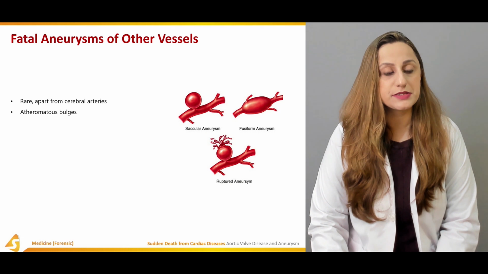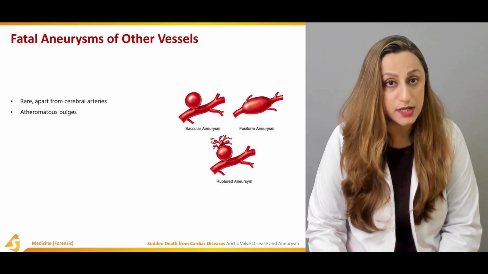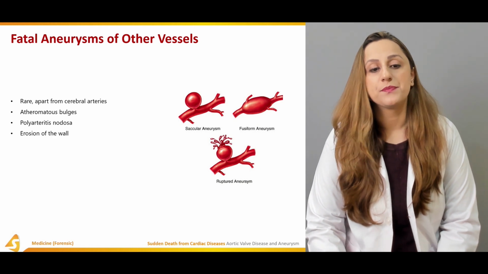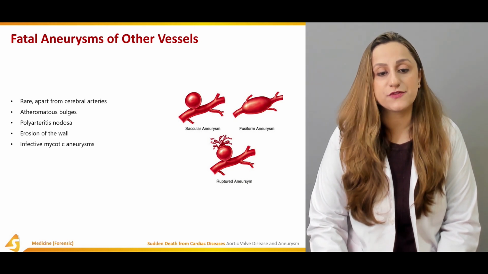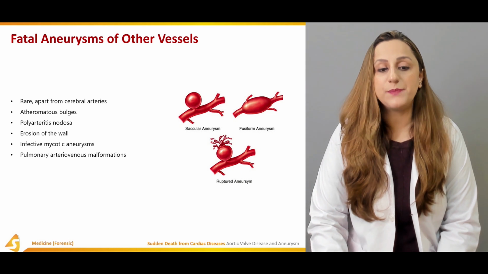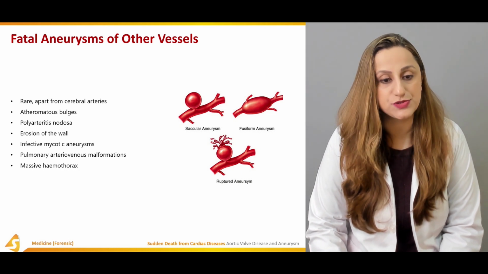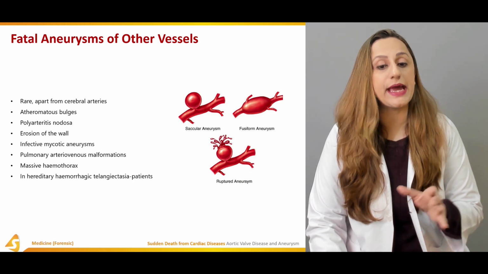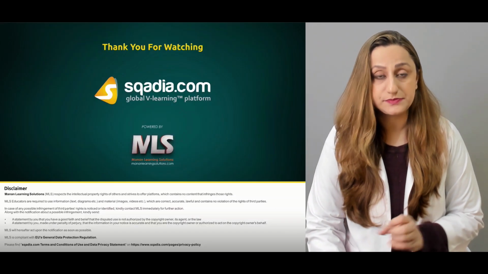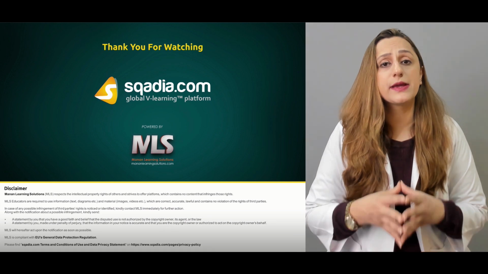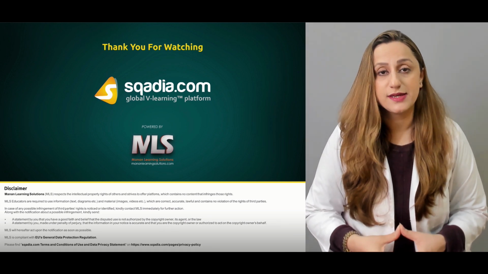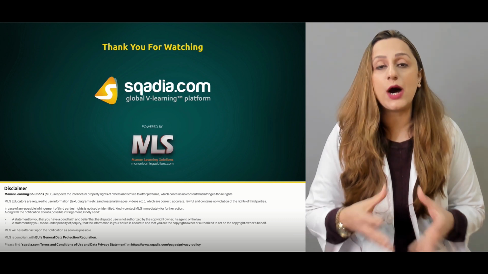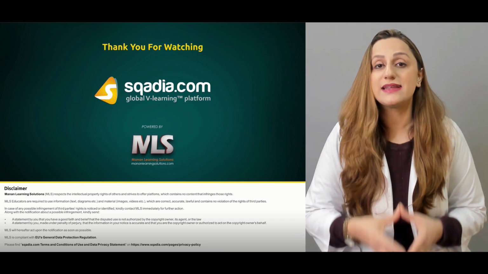The fatal aneurysms are rare apart from the cerebral arteries, atheromatous bulges, polyarteritis nodosa, erosion of the walls, the infective mycotic aneurysms, and the pulmonary arteriovenous malformations, along with the massive hemothorax in hereditary hemorrhagic telangiectasias. They are looked for and they are commented upon in the autopsy report. So in this section, basically, we dealt with the aortic valve disease and how it can complicate the situation. That is the end of this section.